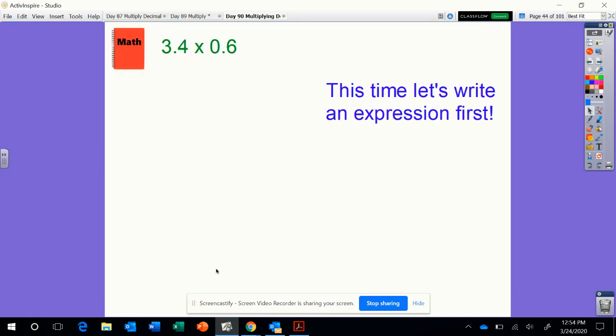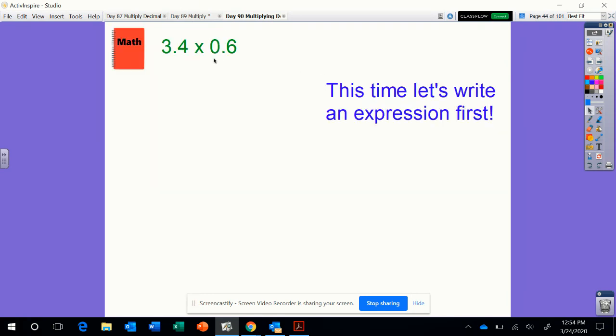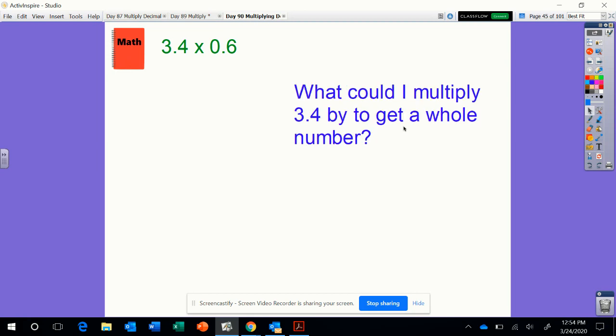Okay, so this time we have 2 decimals. In the other ones, we were working with 1 decimal and a whole number. Now we have 2 numbers with decimals in them. So we are going to write with an expression. We have done this before. So let's look at this.